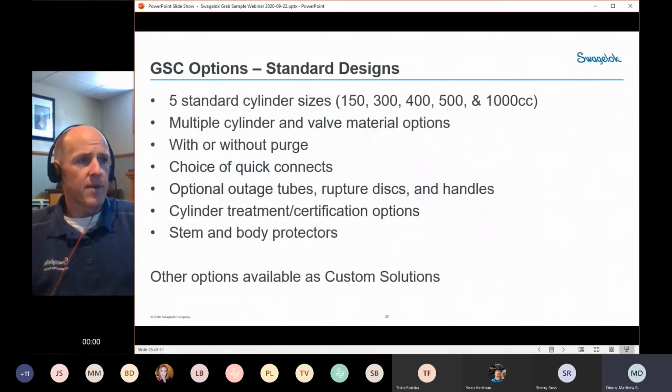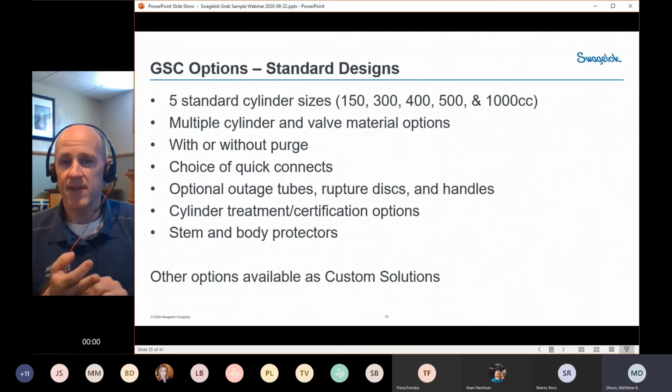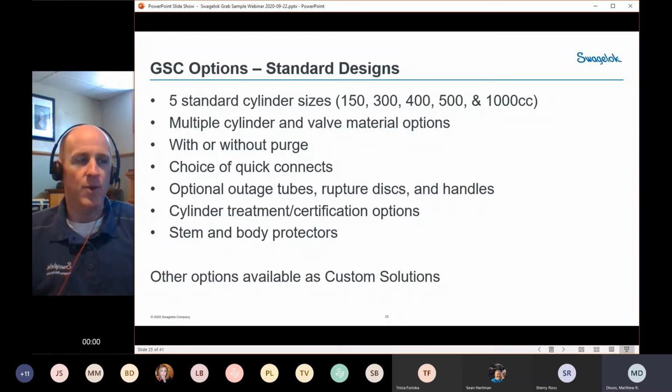All right. So the GSC, the grab sample cylinder, has the same basic options to mirror the options that are in the GSM panels. So the same sizes of cylinders, the same materials of construction, valve options, quick connect options, lots of different options there in order to specify exactly what you need for that sample cylinder assembly.